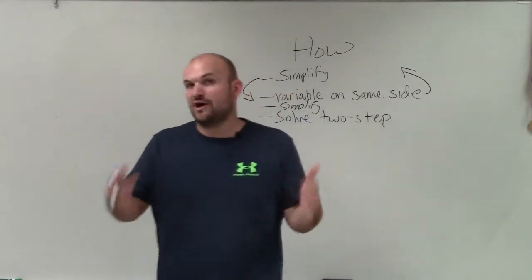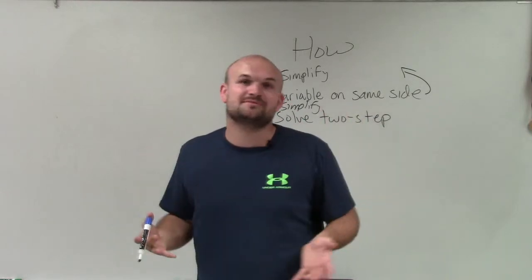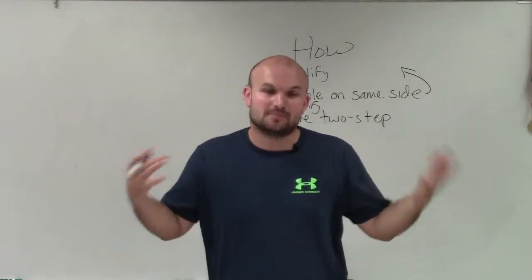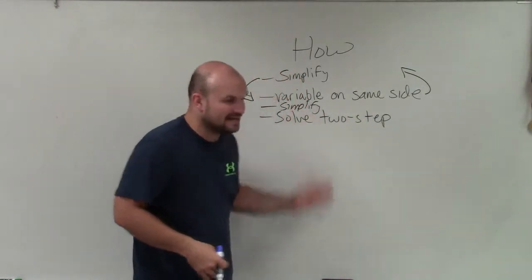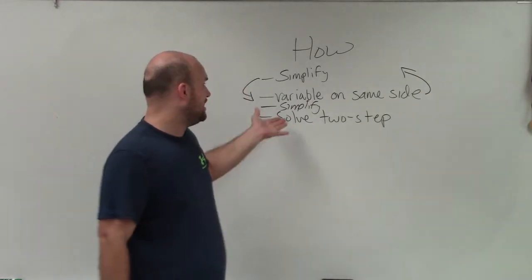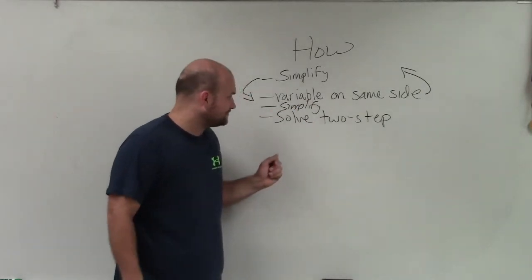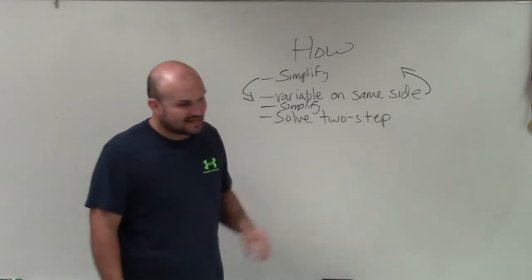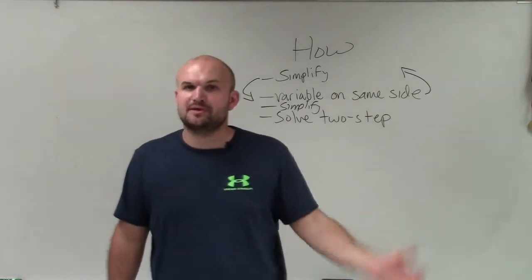Then lastly, we go ahead and simplify again. So just by getting them to the same side, if we need to combine them, which would be like simplifying again, or if there are any other operations that happen by doing that, then we need to go ahead and simplify again. The last thing is to then apply two-step equations.